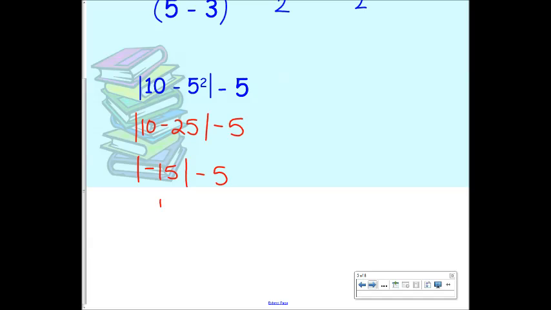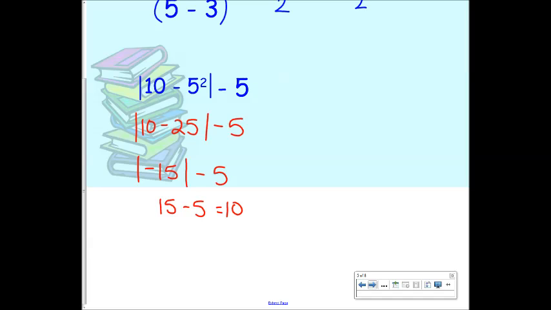Okay, so absolute value acts like parentheses. We do everything inside it. Then we simplify that. And then if it's negative, it becomes positive. If it's positive, it stays positive. Absolute value always makes it positive. Good. All right, and then we just subtract normally for 15 minus 5. Okay.